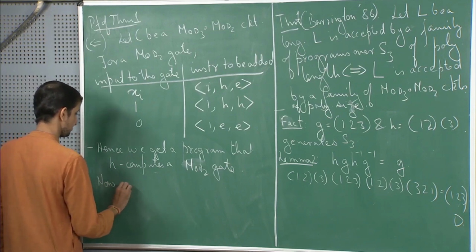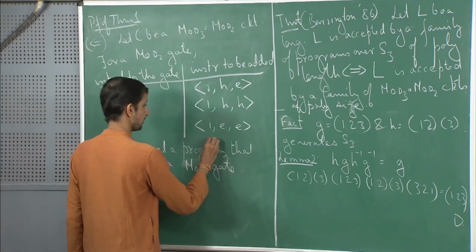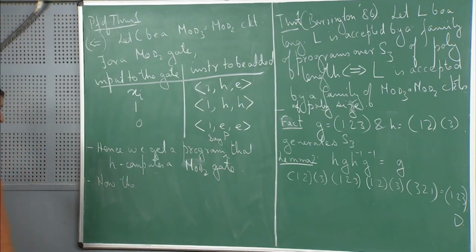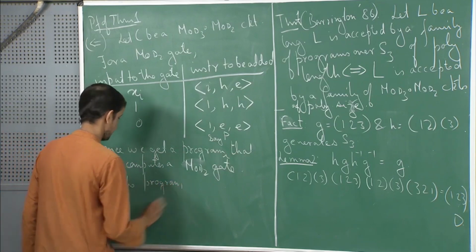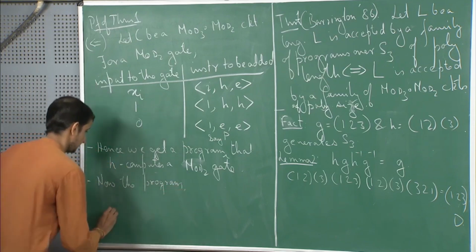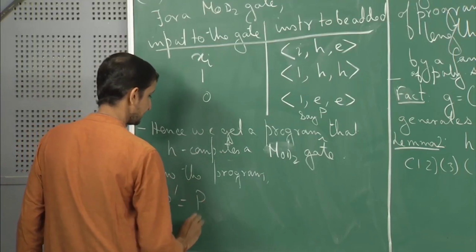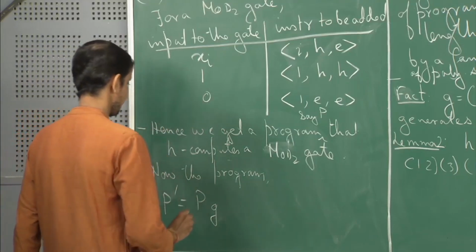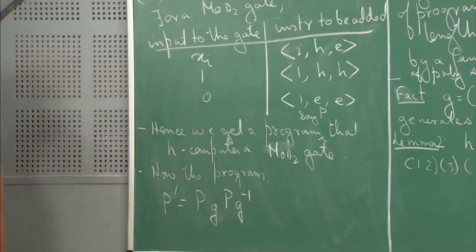So now, let's give this a name. So hence we get a program, say P, that H computes mod 2 gate. Okay. So now consider the program P prime, which is defined as P G P G inverse. Okay. What is this program doing?